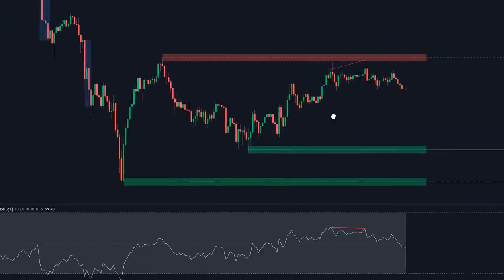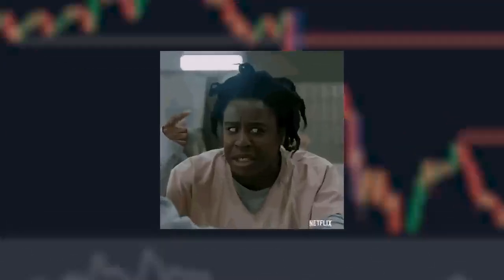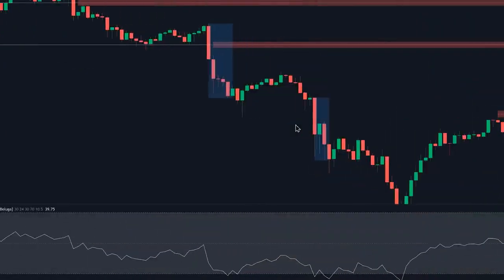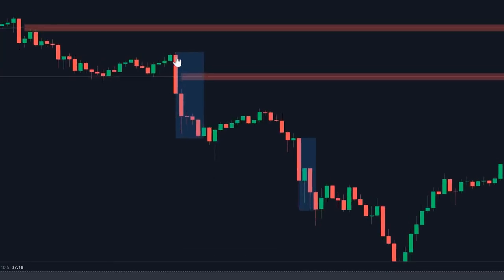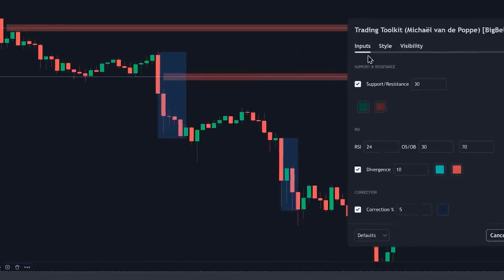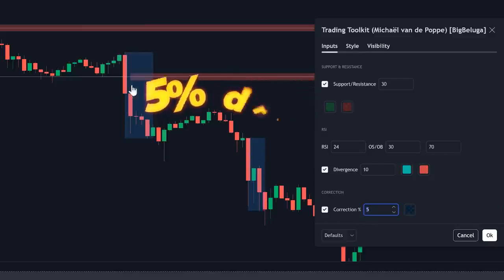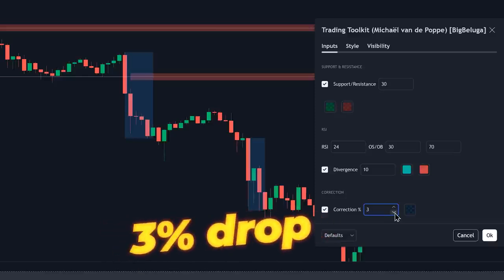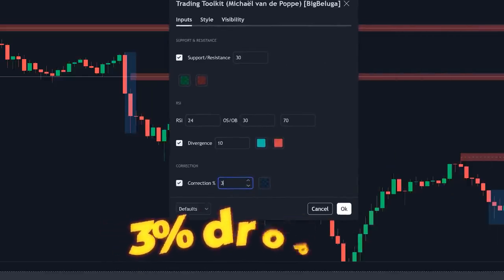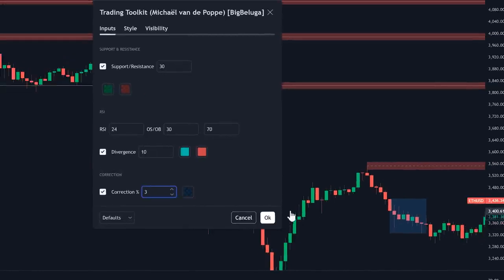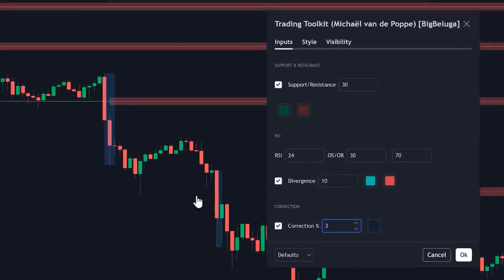Now, the second feature of this indicator is correction boxes. Now, you may be thinking, but what are correction boxes? Well, a correction box highlights a sharp price decline up to a certain percentage drop, which is adjustable in the settings. If the market drops by 5%, then it's labeled as a correction. If you lower this number to 3%, then a 3% drop will be labeled as a correction. These correction boxes are always displayed in light blue color.